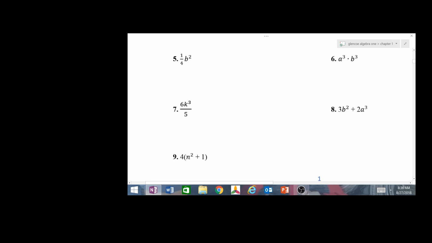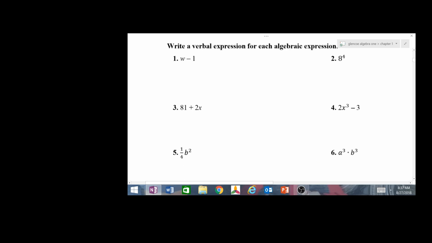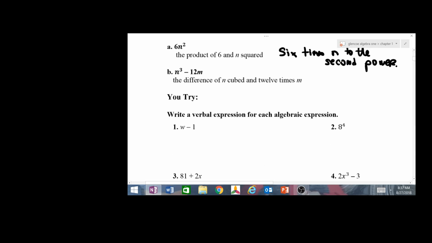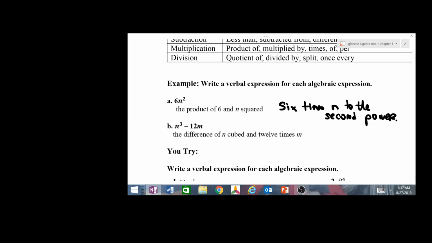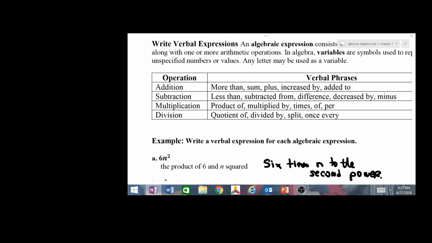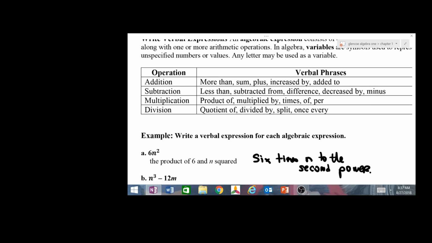You're going to do 1 through 8 all. So what I'm going to do right now is give us another couple of examples. So in your notes right now, if you go to the blank page there in your notes, you can add some. First of all, let's look at the operations real quickly. Addition: more than, the sum of, plus, increased by, or added to. All of those words mean addition.